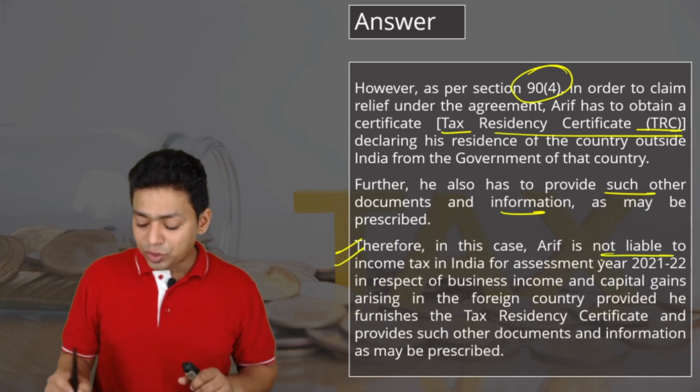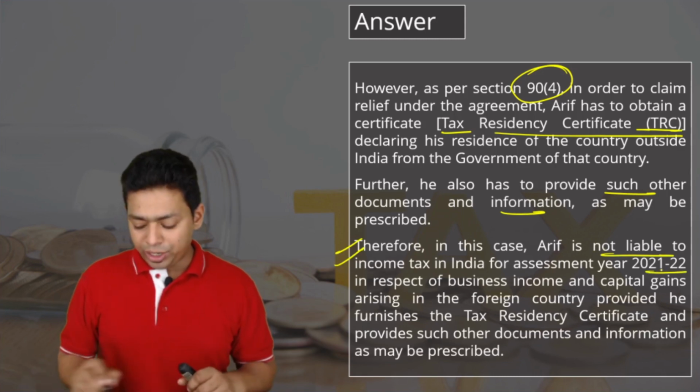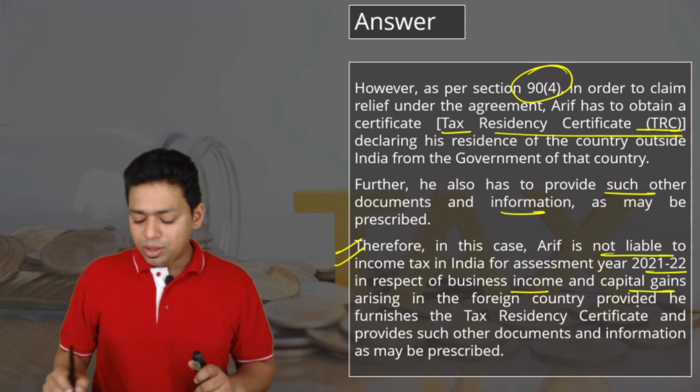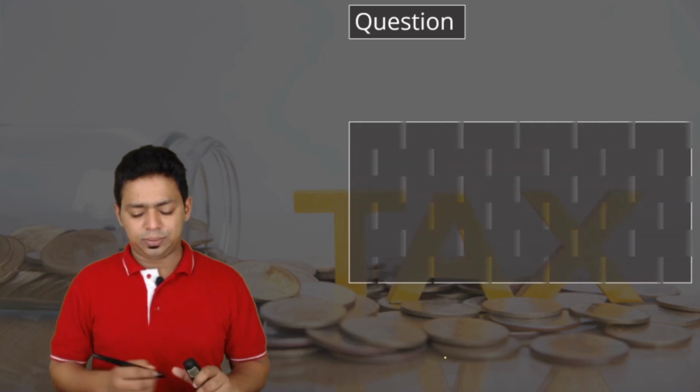Therefore, in this case, Asif is not liable to income tax in India for AY 21-22 in respect of business income and capital gain which he has earned in a foreign country. Only Indian income will become taxable, foreign income not taxable.